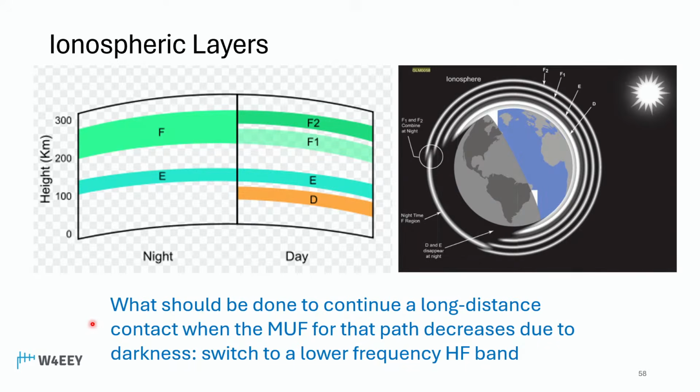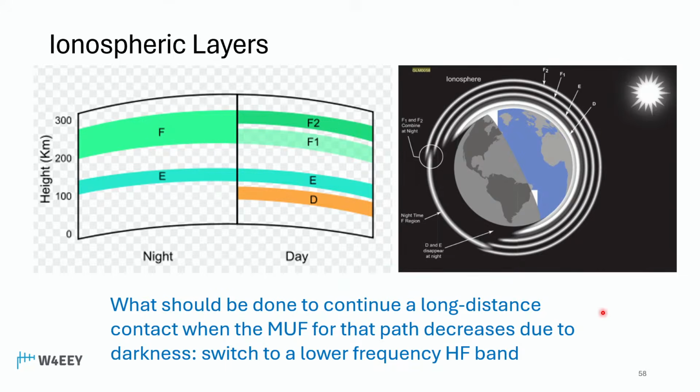Here's another variation on the theme. What should be done to continue a long distance contact when the MUF, maximum usable frequency, for that path decreases due to darkness? Well, we can try switching to a lower frequency HF band. Now, we spend a lot of time in the General class talking about MUF and LUF, but just know that it's maximum usable frequency for that time of day.